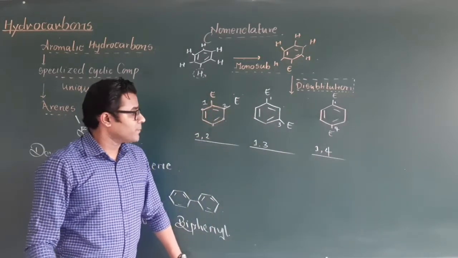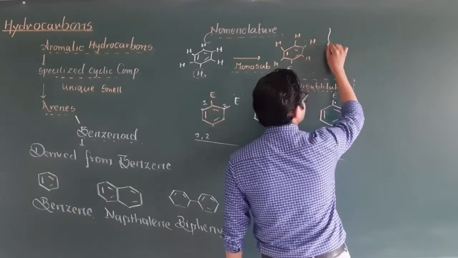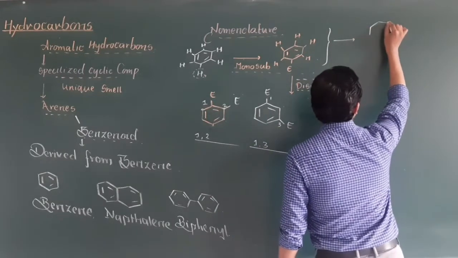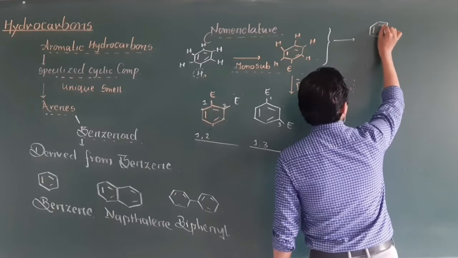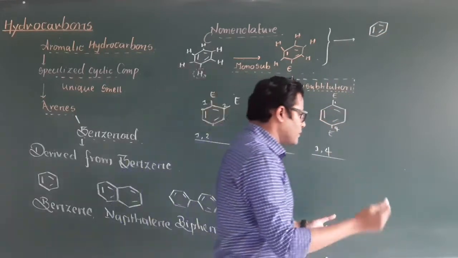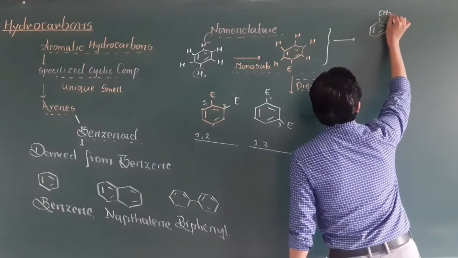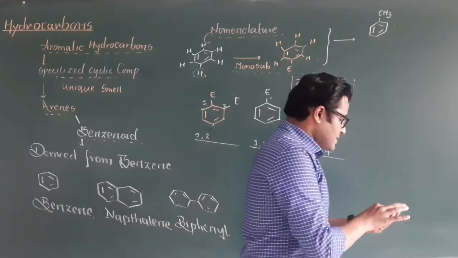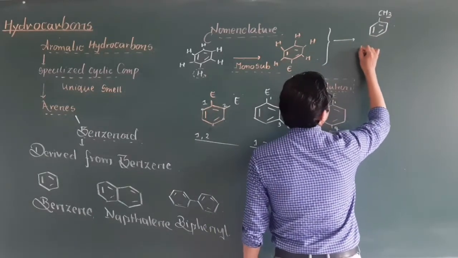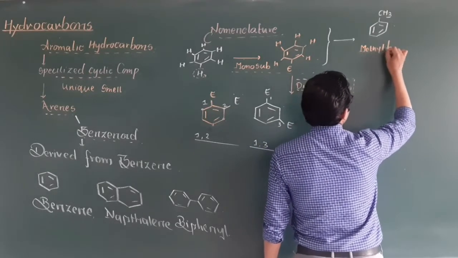Right? So if we take one example for monosubstitution, something like this. In monosubstitution, we are going to replace or substitute only one hydrogen by some other group. Let's say that I am going to place CH3 over here. So this molecule is nothing more than toluene. Or we can also call it methylbenzene.